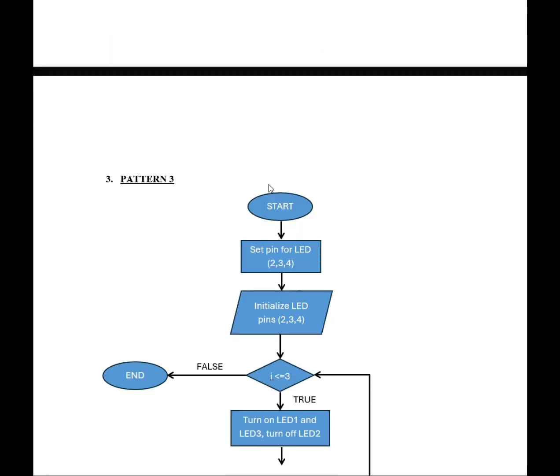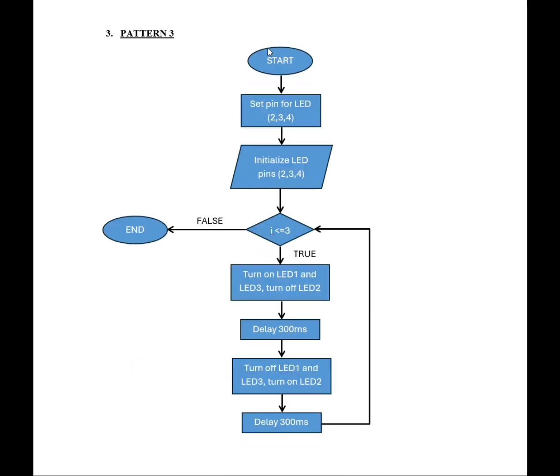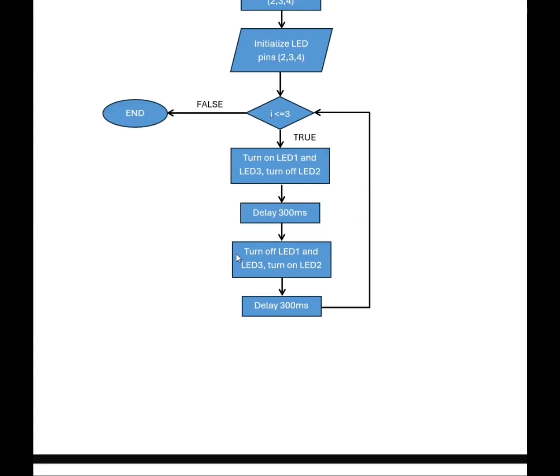Next is pattern 3. First we put start and set pins for LED 2, 3 and 4 and initialize the LED pins. If I is less than or equal to 3 and it's true, turn on LED 1 and 3 and turn off LED 2, give a delay of 300 milliseconds, then turn off LED 1 and LED 3 and turn on LED 2, give a delay of 300 milliseconds. If it's false, the loop will end.